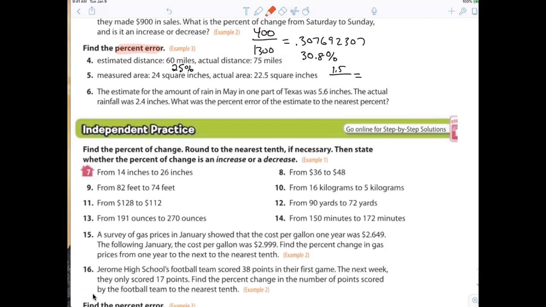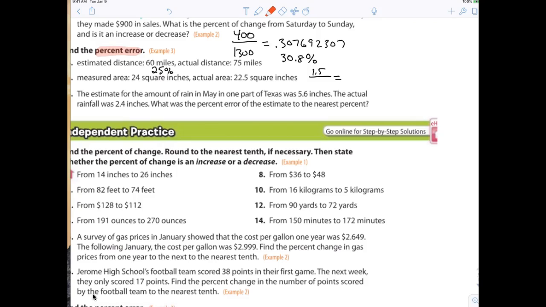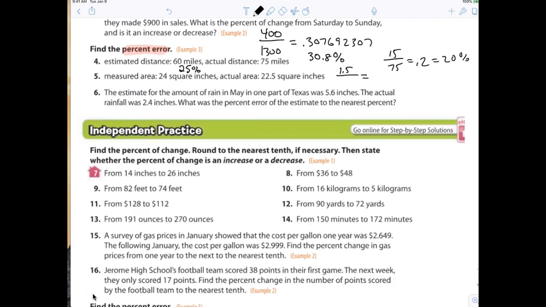So I wanted to go back and change number 4. We said number 4 should be 15 divided by what? 75, which was 0.2, which is only a 20% error, not a 25% error. Now, for Thomas's, we still did the 1.5, but we have to divide that by the what? 22. Yeah, by the actual. That's right, which is 22.5.